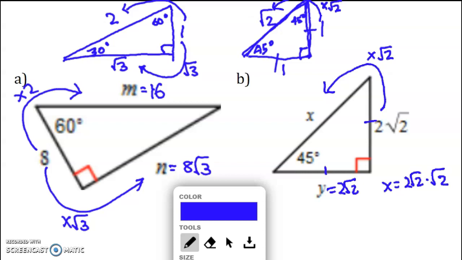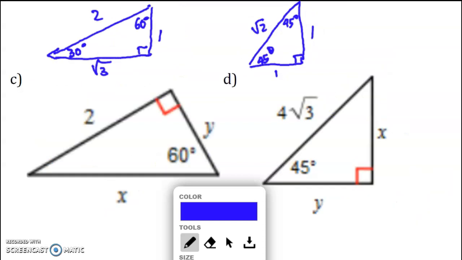Okay, root 2 times root 2 is just 2. So that's just going to be 2 times 2, which is 4. So I know that x is equal to 4 units. Okay, let's look at the next 2 problems.